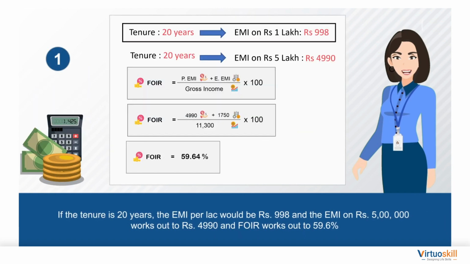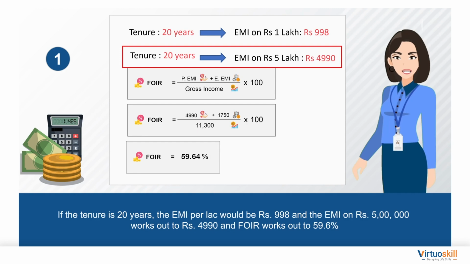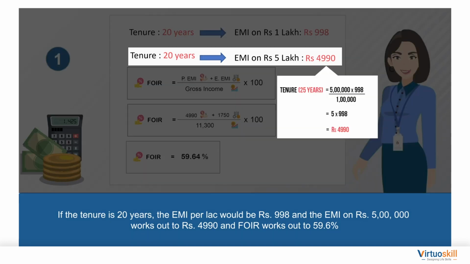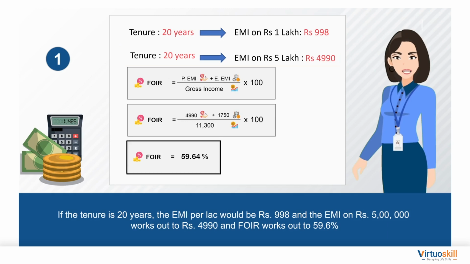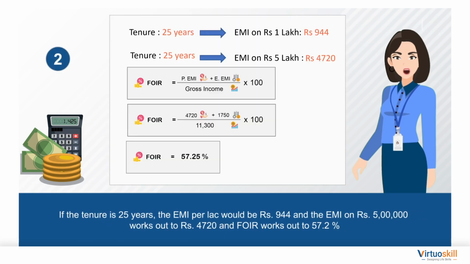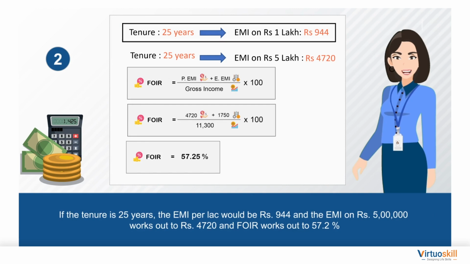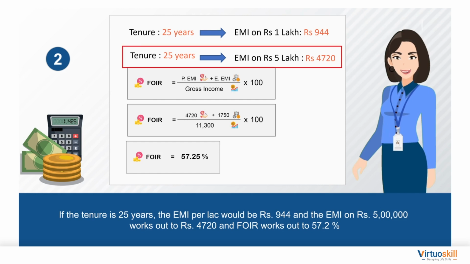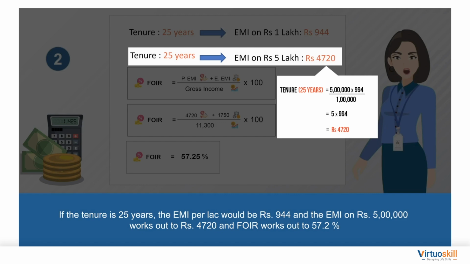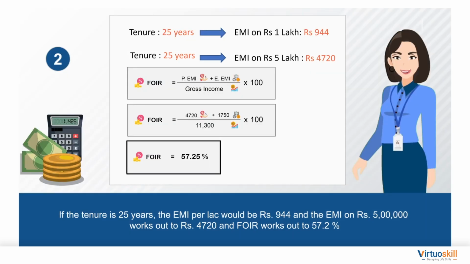1. If the tenure is 20 years, the EMI per lakh would be Rs 998. And the EMI on Rs 5 lakh works out to Rs 4,990. And FOIR works out to 59.6%. 2. If the tenure is 25 years, the EMI per lakh would be Rs 944. And the EMI on Rs 5 lakhs works out to Rs 4,720. And FOIR works out to 57.2%.